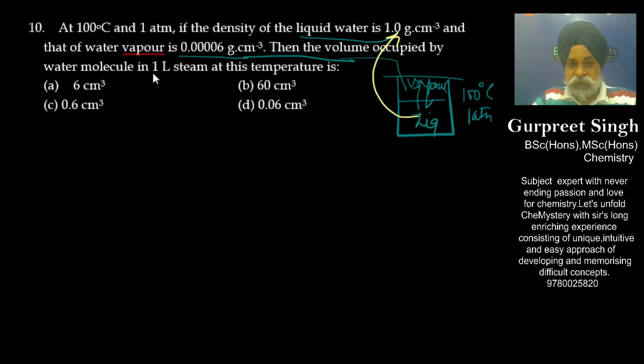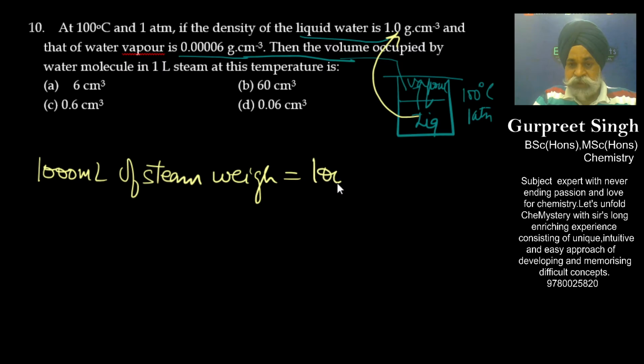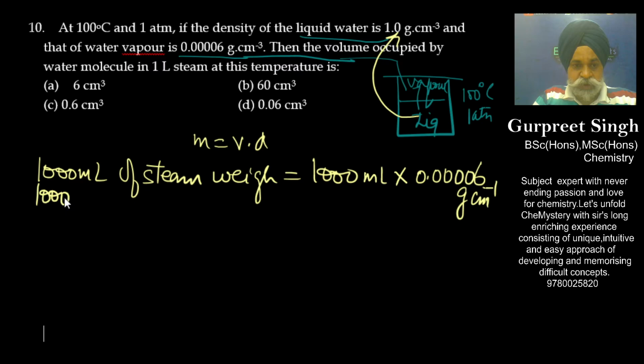If you are being given a liter of steam, it means you are being given 1000 ml of steam. So 1000 ml of steam would weigh how much? Mass is nothing but volume into density, so volume is 1000 ml, and its density is given as 0.0006 gram per cc or per ml. So this can also be written as 1000 centimeter cube times that density. This would make 0.6 grams. This would make this much gram.